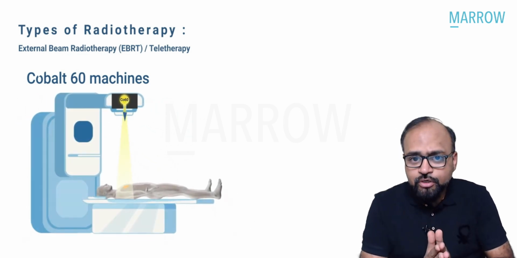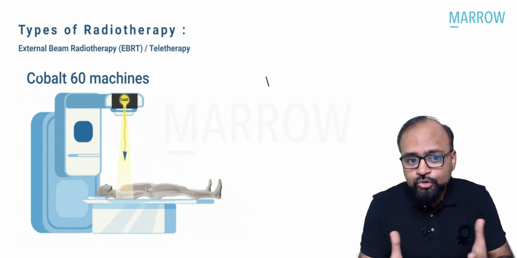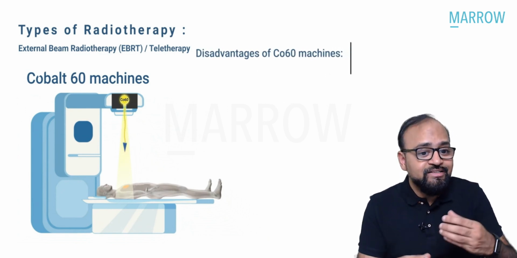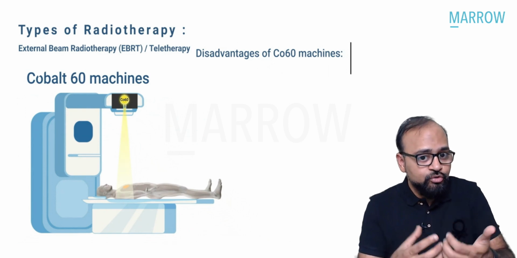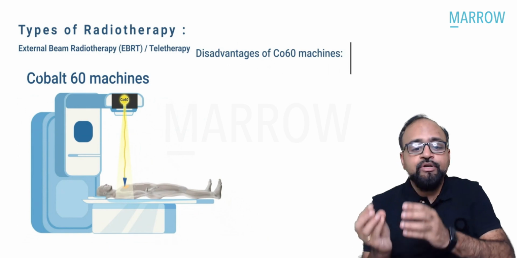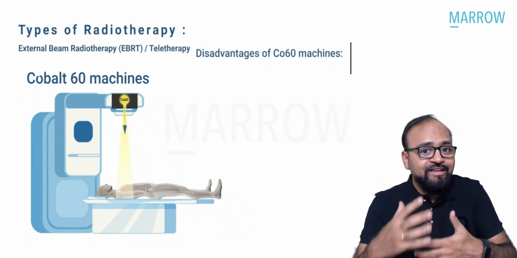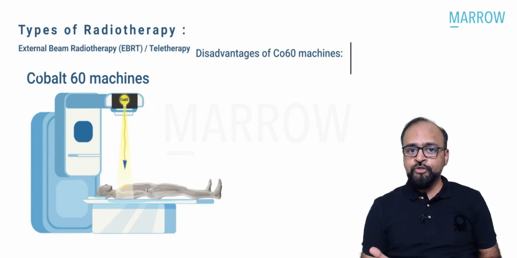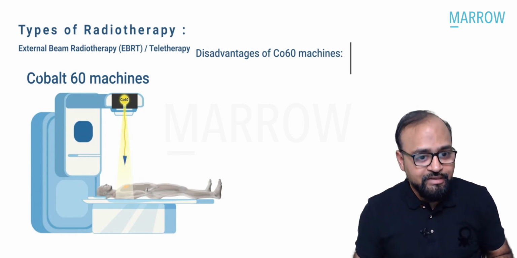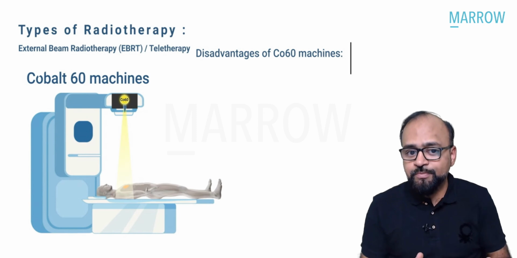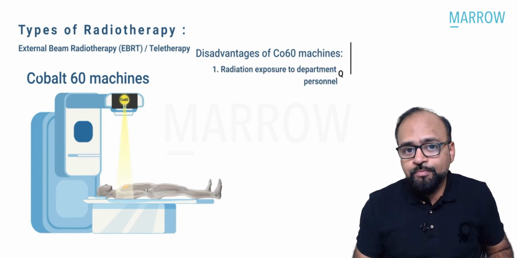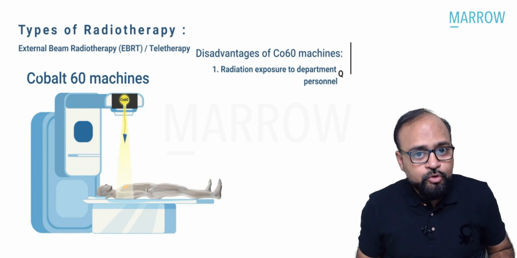Cobalt 60 machines are not very efficient. They are very difficult to operate. Why so? It is because you have to handle this cobalt, which is a radioactive agent. Cobalt 60 is an artificial radioisotope. You have to store it in the department. You have to put it in the machine. A lot of handling of cobalt 60 has to be done. So this is going to give rise to a lot of radiation exposure to the department personnel, right? The person working in this department is going to handle all this cobalt. So radiation exposure to department personnel is a very important issue.